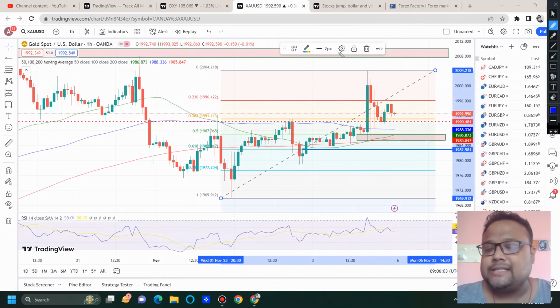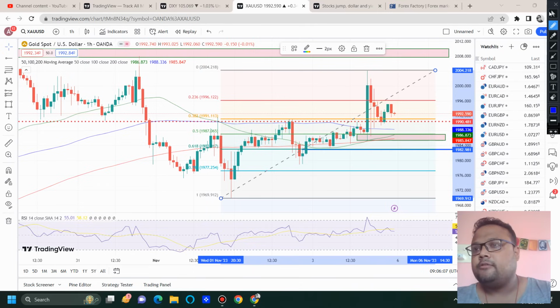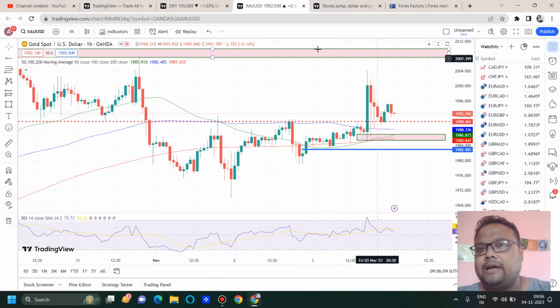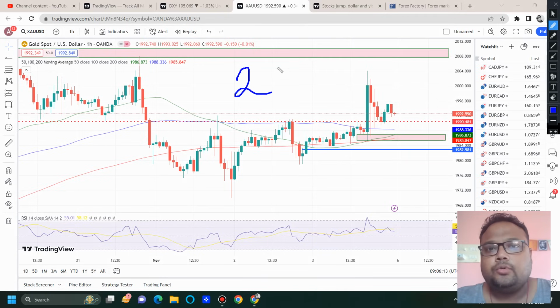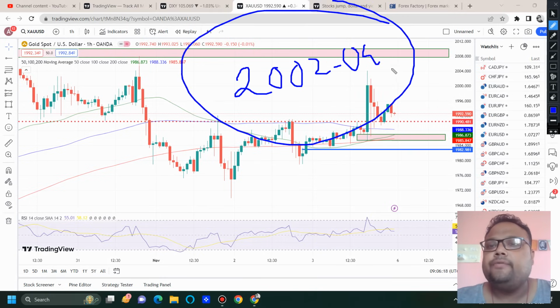And if you're wondering about resistance, then yes, the 2008 to 2010 resistance is still very much valid on the chart, but we also have a new resistance around 2002 to 2004. So during the day, if you see gold going up, you can also look for some selling opportunity around these levels.